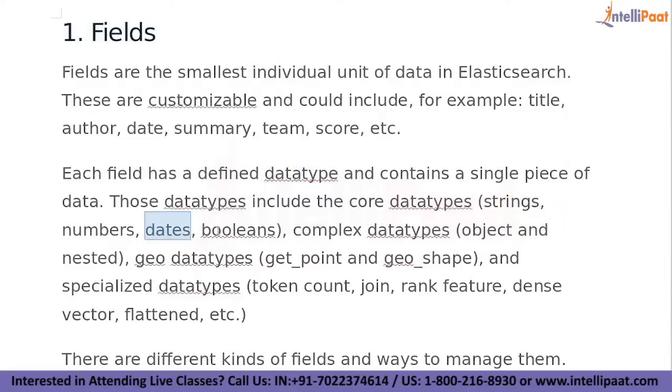And also sometimes complex data types like objects and nested objects. An address can be a complex data type which has nested parts, because the address itself will again have road, house number, apartment. So a field can also be a complex field. Sometimes you also have the geo data types, which are very important for geographical analysis, where you'll have latitude and longitude information. There are also special data types like token, and types like flattened, rank feature, all this kind of thing. And these are the smallest unit of data in Elasticsearch.